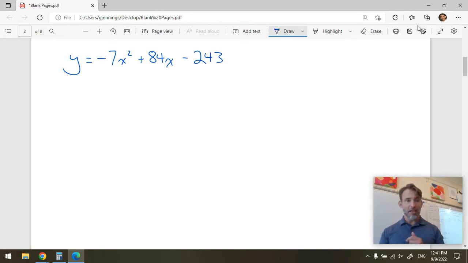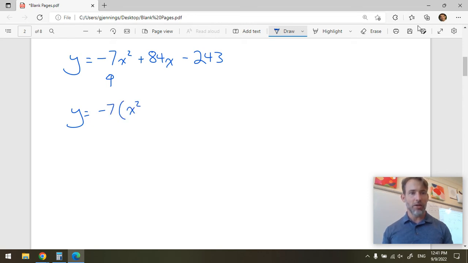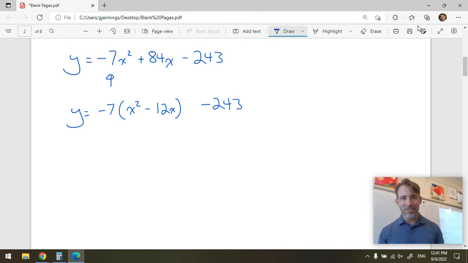When a is not 1, we have one extra step to do before we complete the square as I showed you, and that's to factor that a out of the a and b terms only. So it looks like this. Y is equal to negative 7 times x squared minus 12x, minus 243. So there I took the 7 out of these two terms, but I left this one alone. He can come down there and just hang out.